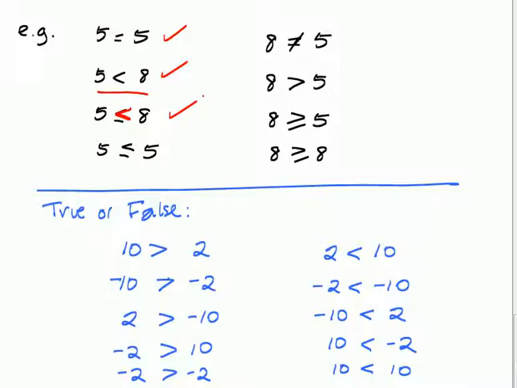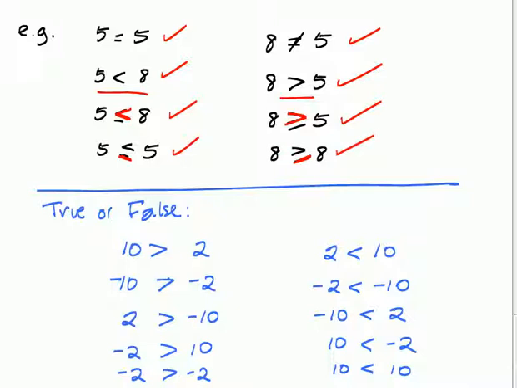I love this last one. What do you think about that? 5 is less than or equal to 5. Well, 5 is clearly not less than 5, but it is equal to, so that is still true. Over here looking at the same way, obviously 8 doesn't equal 5. I'll do that one. 8 is greater than 5. Yep, I agree. 8 is greater than or equal to 5. Yes, it is. It is greater than, so that's good enough for me. And 8 is greater than or equal to 8. Yes, because that equal sign means we can accept that.